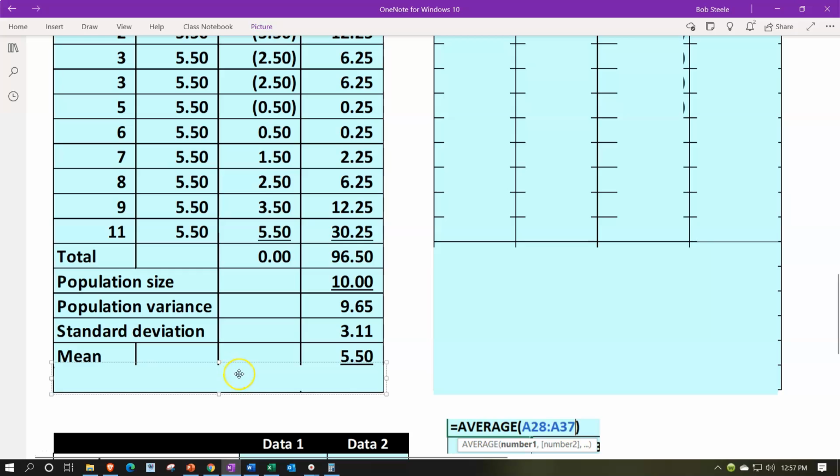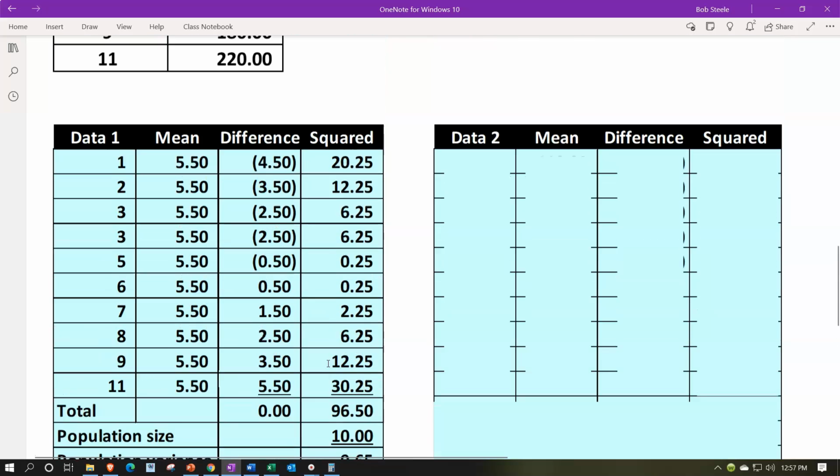But then we might want to divide by the mean, the 5.5. So 3.11 divided by 5.5 gives us the coefficient of variation. This number is not too useful for us unless we're comparing it to another set of data, because it basically gives us an idea of one set versus the other.